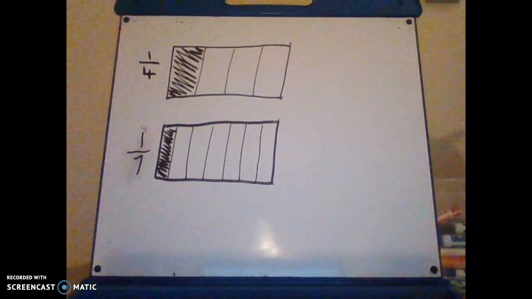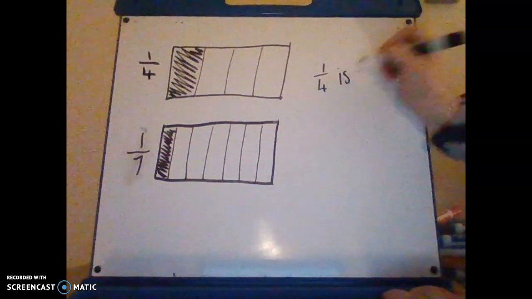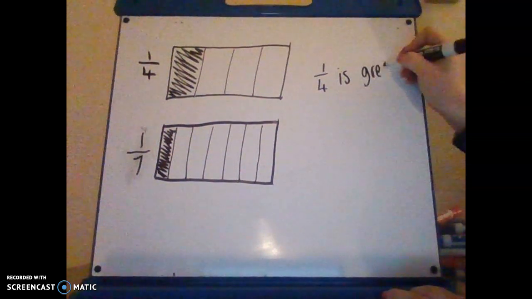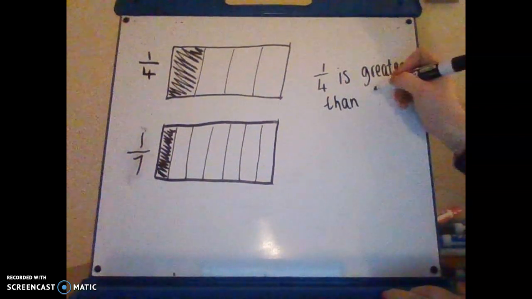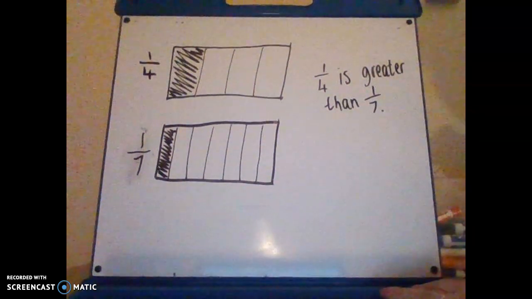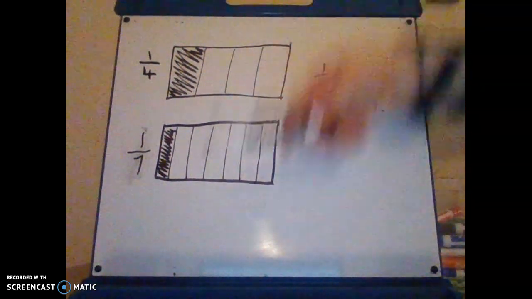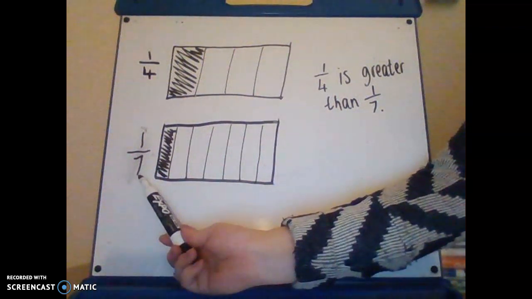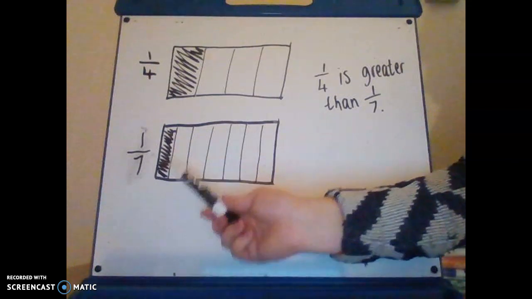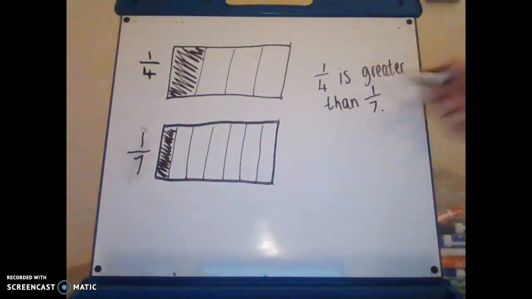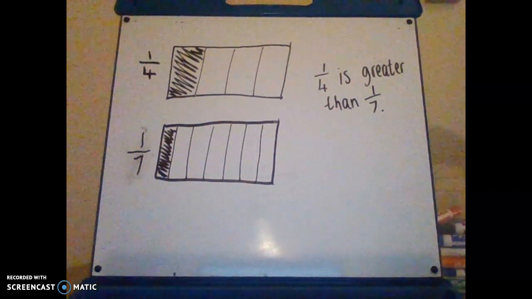And we can say that 1/4 is greater than 1/7. And we can say that as the denominator gets bigger, the equal parts get smaller. But we can only say that if we're comparing fractions that have the same whole.